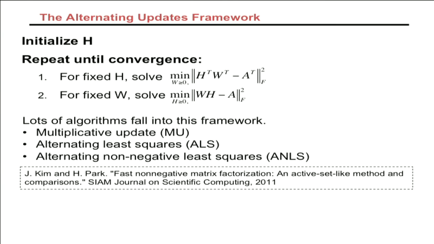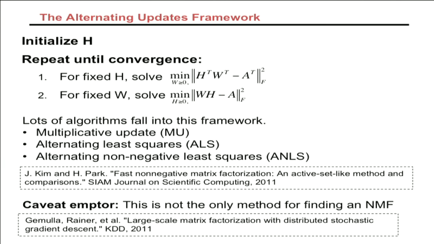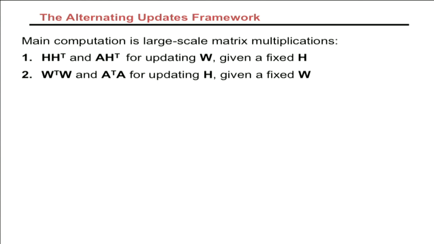I give you a representative of papers. It's not about a survey. It's just a good paper. Caveat emptor. It's not the only method for finding an NMF. Alternating updates is one framework. In fact, stochastic gradient descent can also find a NMF, non-negative matrix factorization. And here's a good paper there, too. But for the purposes of this class, this is actually going to be an implicit algorithm in terms of parallelization, meaning we're parallelizing individual linear algebra operations.